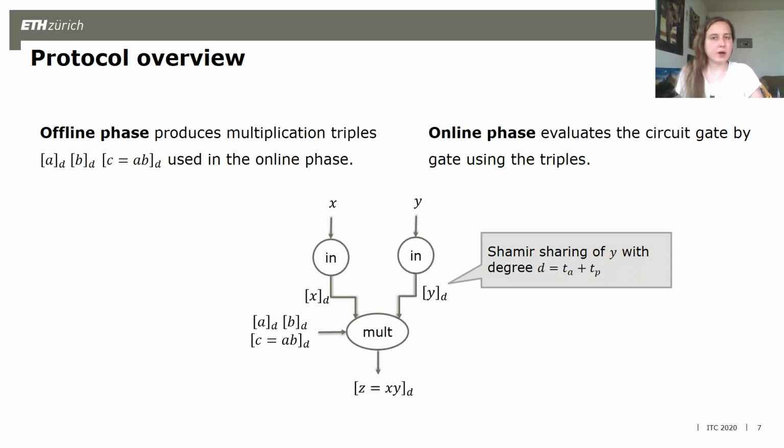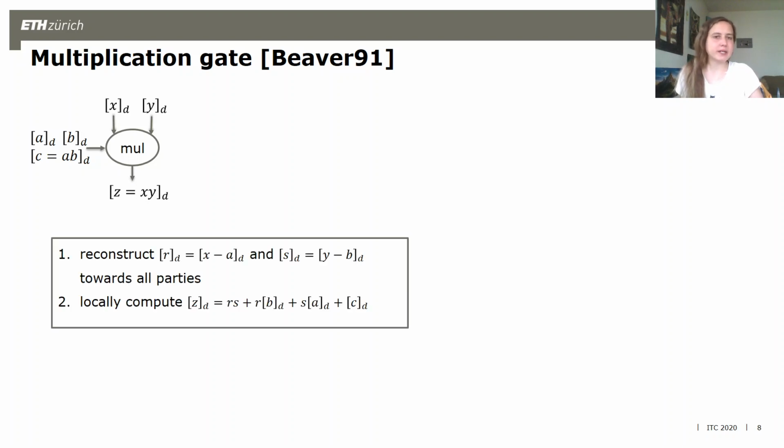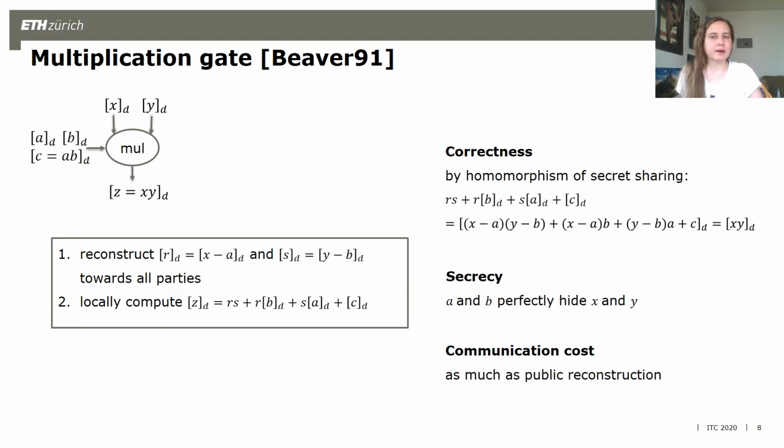So the sub-protocol I want to examine now is the evaluation of multiplication gates in the online phase. So we have a multiplication gate, inputs are two shared values, it consumes a triple and outputs the sharing of the product. And not surprisingly, we use the technique by Beaver. And here parties reconstruct blinded inputs towards all parties. So X blinded by A, Y blinded by B, and then they locally compute the sharing of the product C using homomorphism.